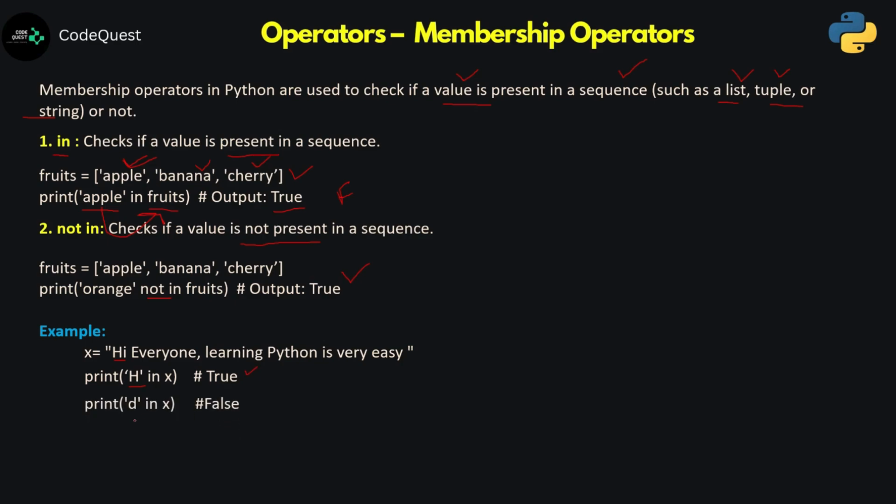Now likewise, when I'm going to check d in x, you see there is no d available anywhere, so the result is false. If I'm checking d not in x, as d is not available anywhere in this string, the result is true. And when I'm checking Python, this entire string, in x, you can see Python is available here, hence I'm going to get true.